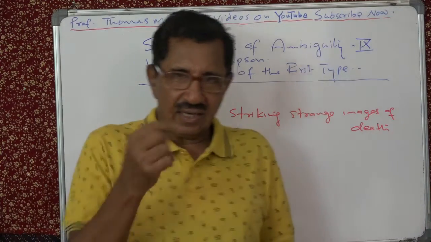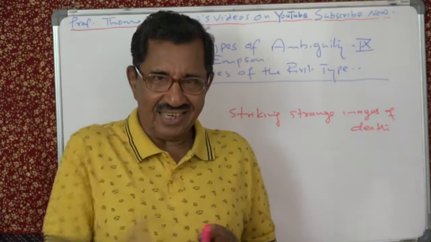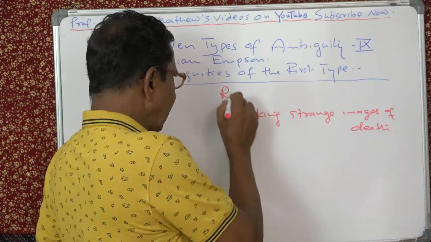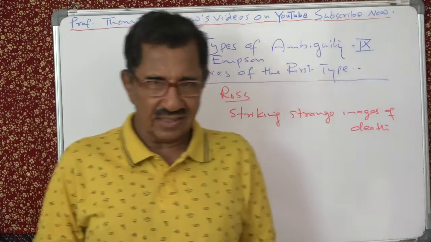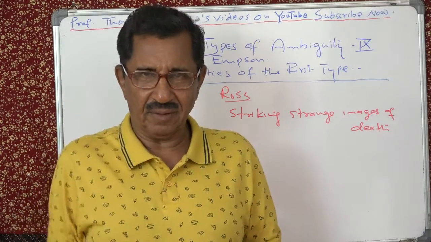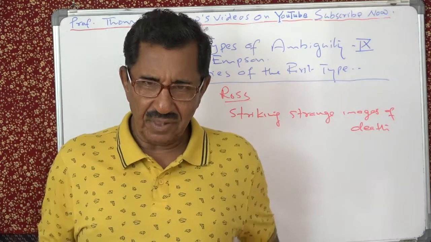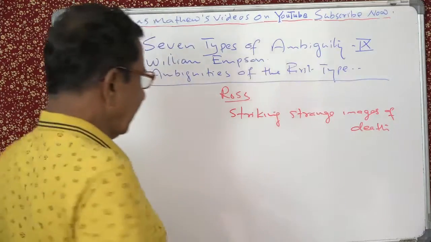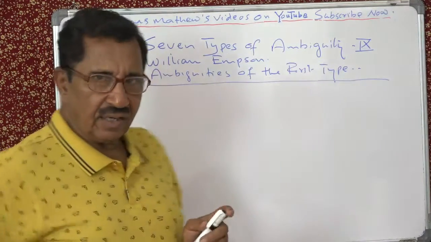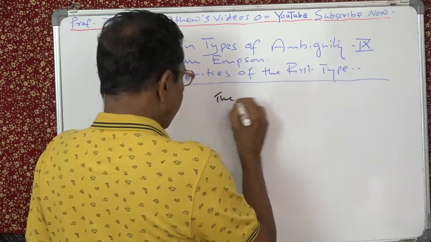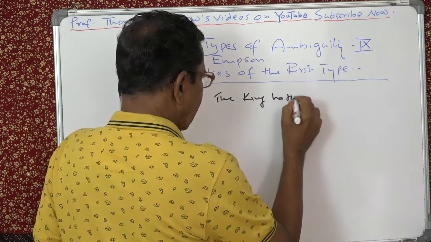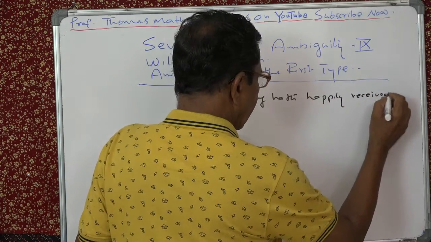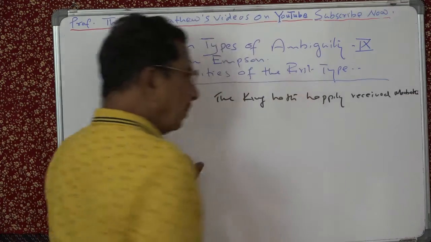Actually, it is a line I have just picked out from the speech by Rosse, that is the messenger now. Rosse begins his speech like this. He says, "The king hath happily received, Macbeth, the news of thy success." The whole thing I will write it here. The king hath happily received Macbeth.